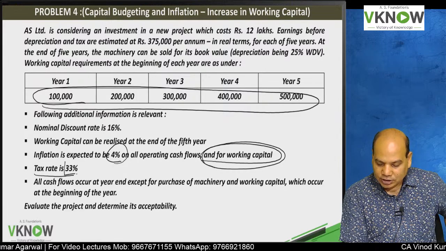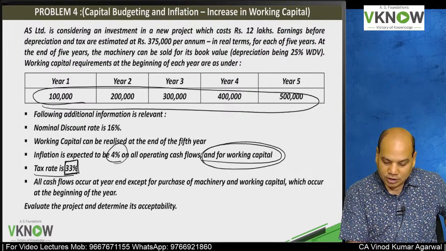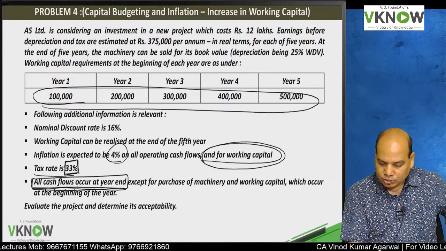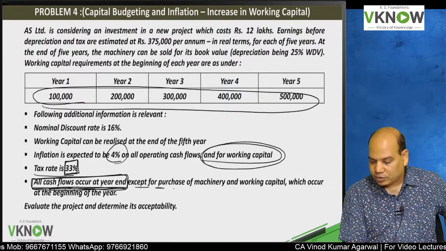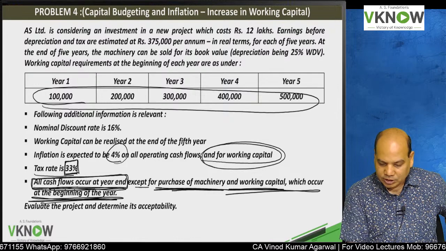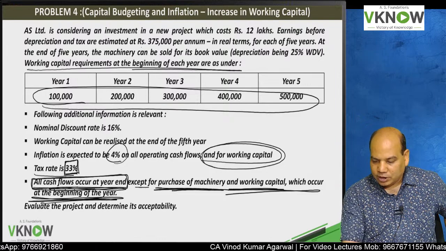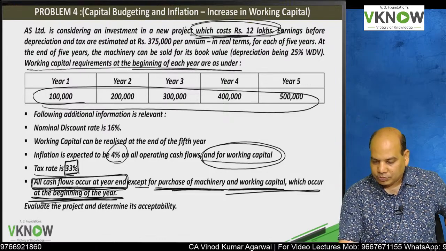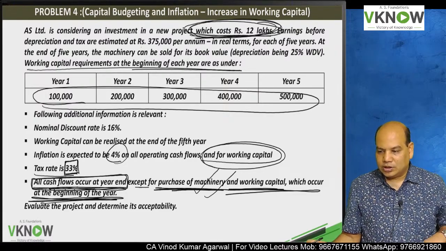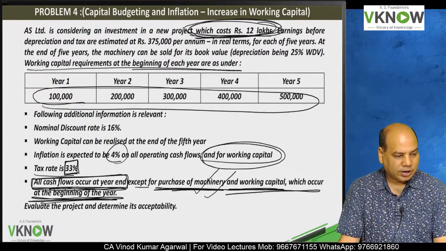Tax rate 33, neither 30 nor 35, 33. And now it says all cash flow occur at year end, except for purchase of machinery and working capital, which occur at the beginning. So working capital requirement at beginning is already written. Everybody knows when you invest in a project, unless otherwise specified, the investment in asset will be at the beginning, that is year 0. Evaluate the project and determine its acceptability.